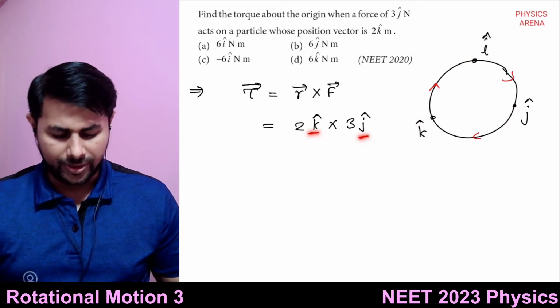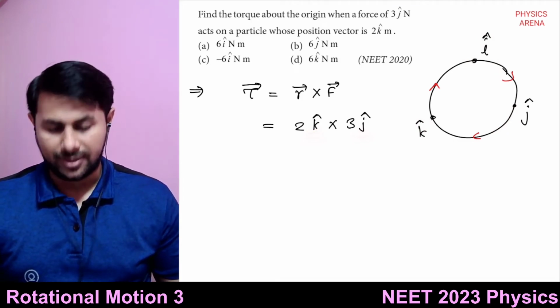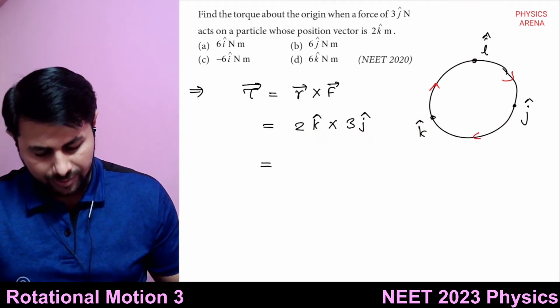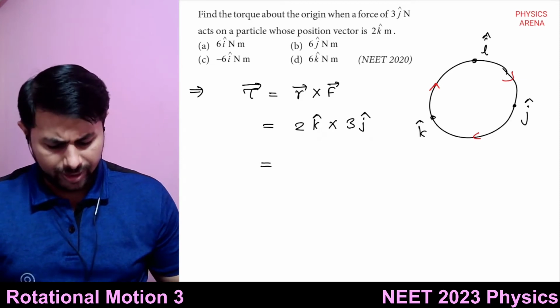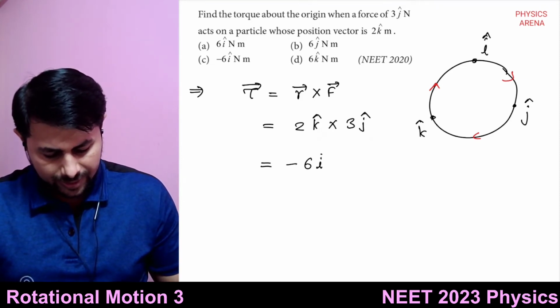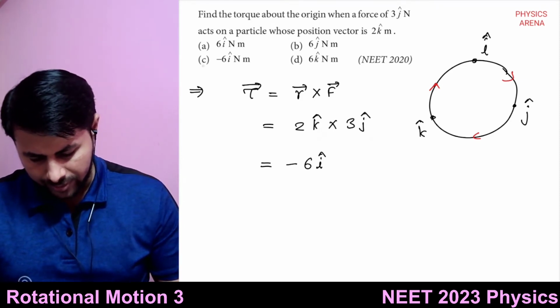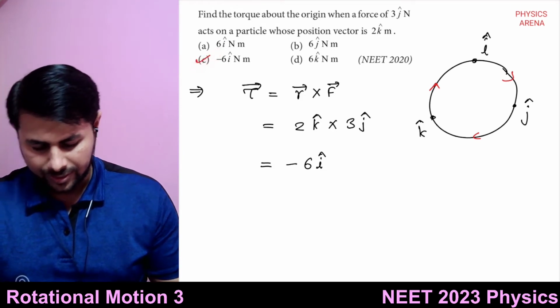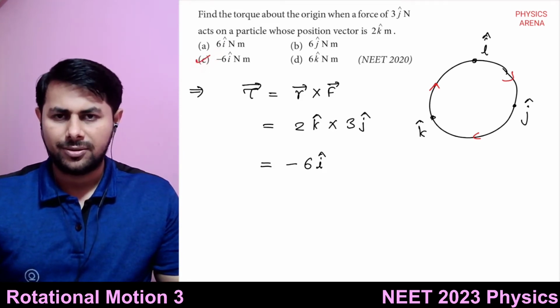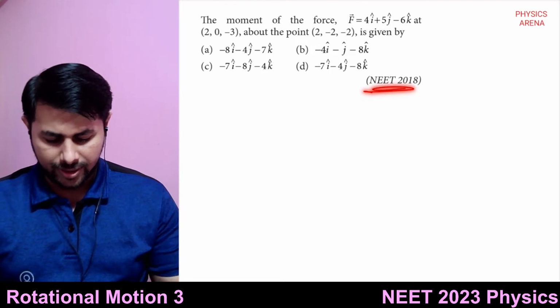And that's what we have here. k cross j is minus i. Right, so this is minus 1 into i cap multiplied by 6. So minus 6 i cap. Okay, so this is the answer, option C. Simple. So this is another question.